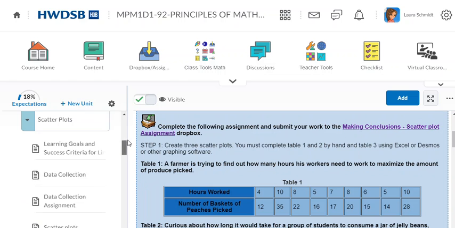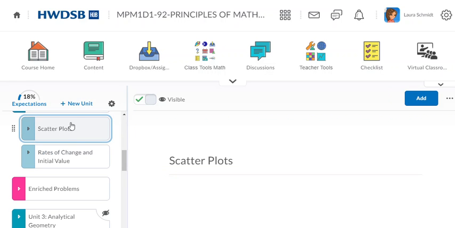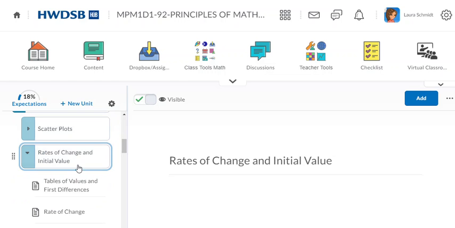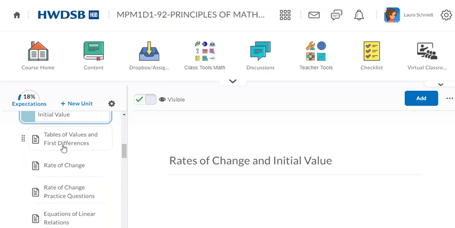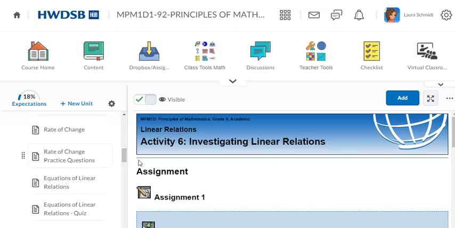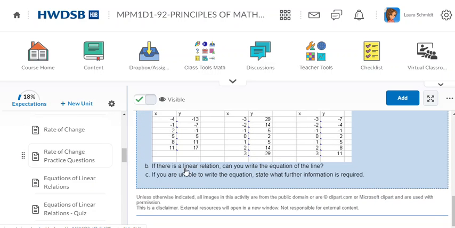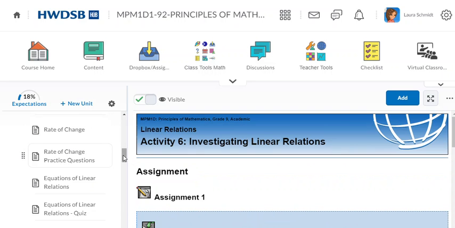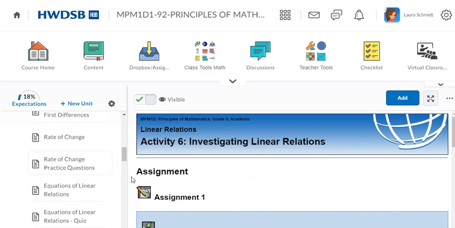You want to be done everything from the scatterplot things by now, and you want to be working on the rates of change and initial values. You work your way through the content. There are practice questions. Some of the things had mistakes, so thank you. A number of people have emailed me, and I've been correcting them on the fly. You want to complete all these things. The rates of change practice questions you can hand in, and this is just so I can give you some feedback. I'll work on getting all of that stuff marked ASAP.